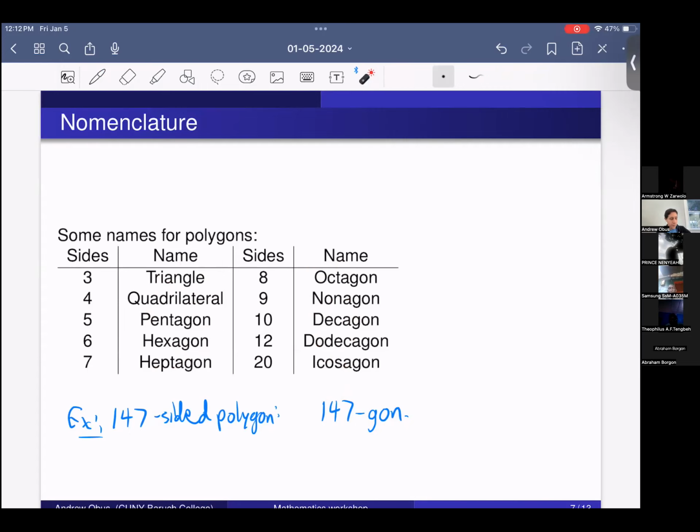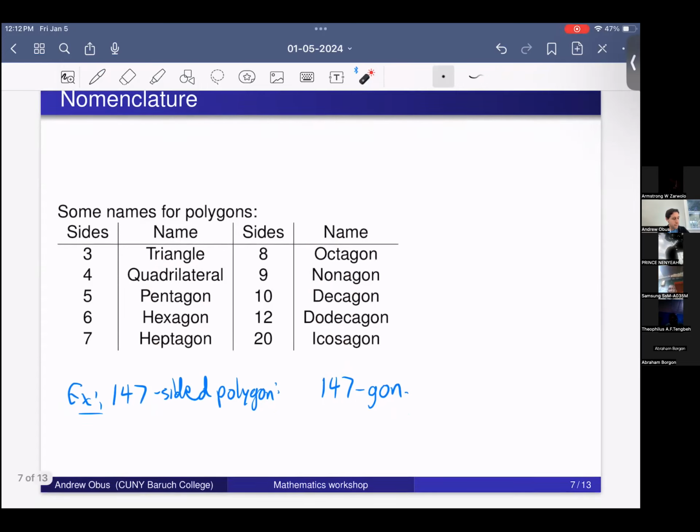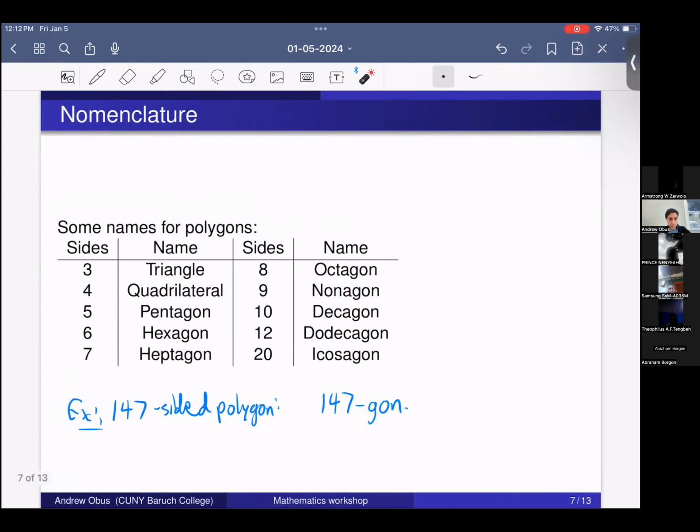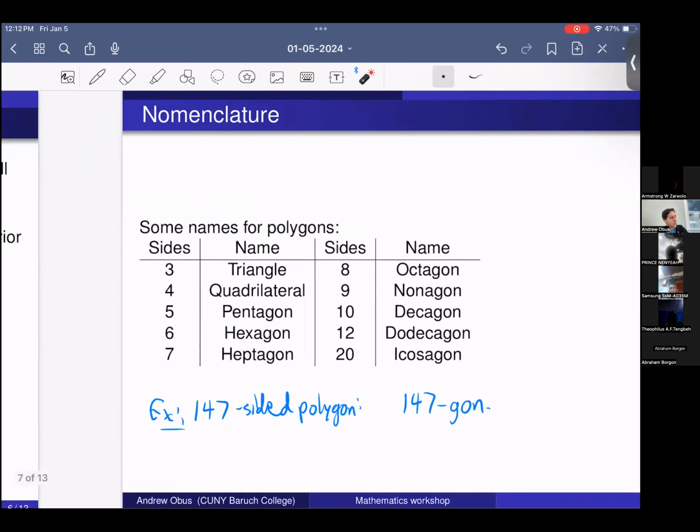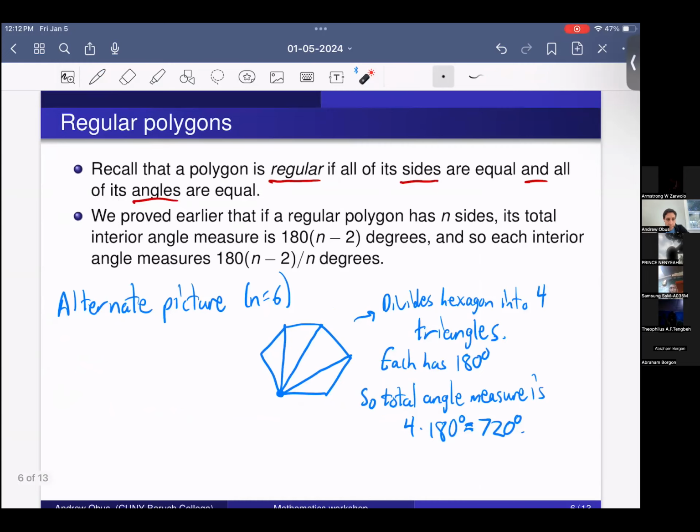All right. Any questions? Yes, Theophilus. On this formula, the 180 times n minus 2, is there any formula you can use, like if I say 90 times 2n minus 4? Yeah, that's the same. That will also work.